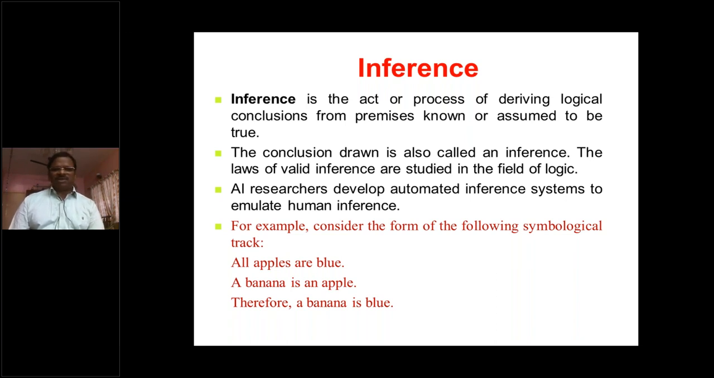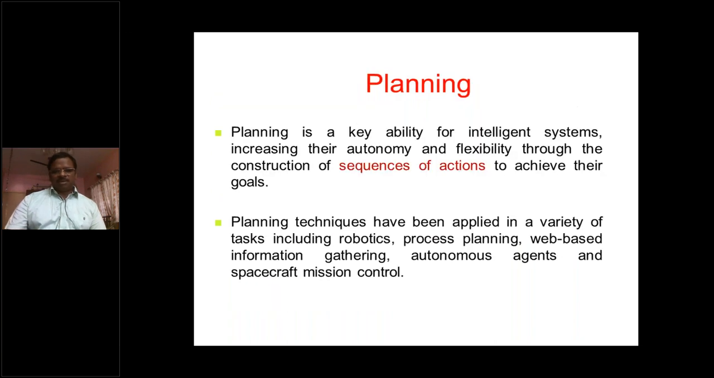The laws of valid inference are studied in the field of logic. In the field of logic, there are many kinds of inferences available. But all AI researchers develop automated inference systems to emulate human inference, like how a human carries out inference. For example, consider the form of the following symbolic text: all people are blue, a banana is an apple, therefore a banana is blue. This is a simple inference. By using this concept, most machines are carried out.